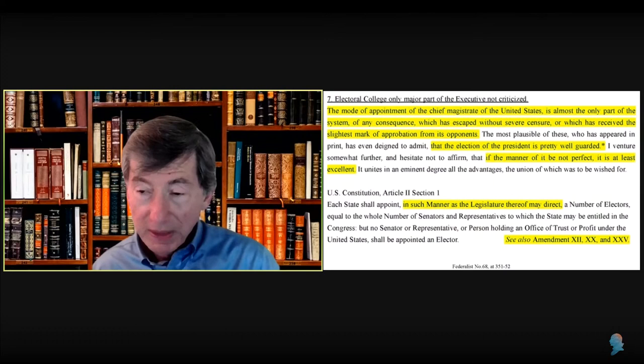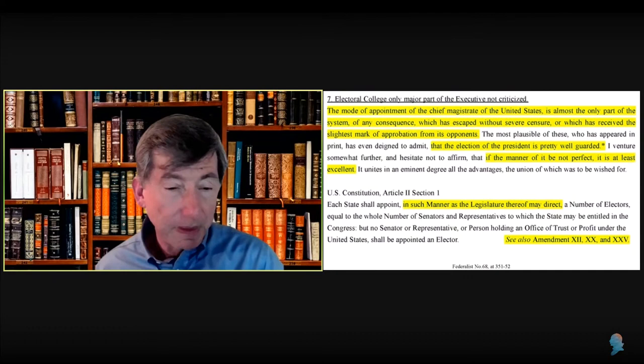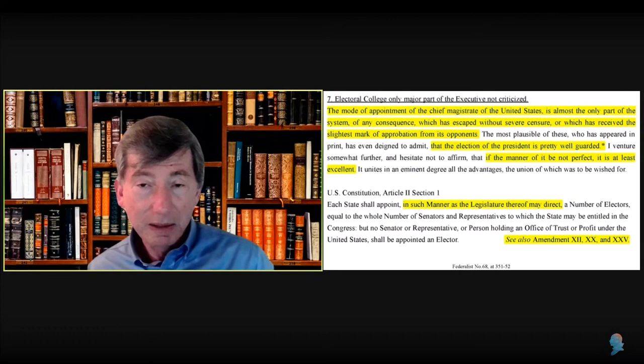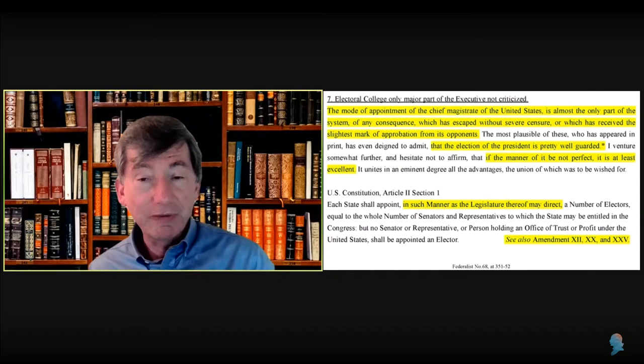If the manner of it be not perfect, it is at least excellent. Now, there are reasons why they might not consider it perfect, because in the Senate, they wanted to have it based on population. And if it had been based on population, the bigger states would have gotten more electoral votes. So that is probably the reason he's saying it's probably not perfect.